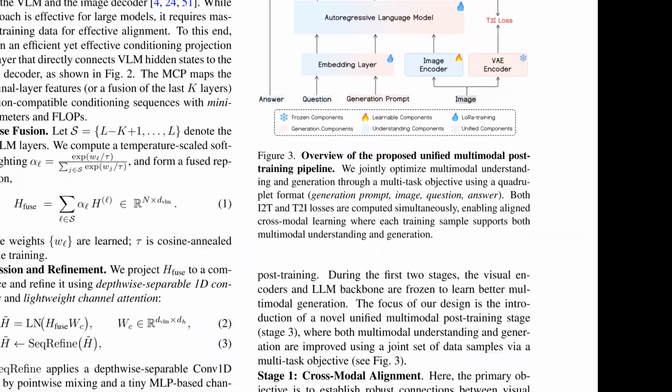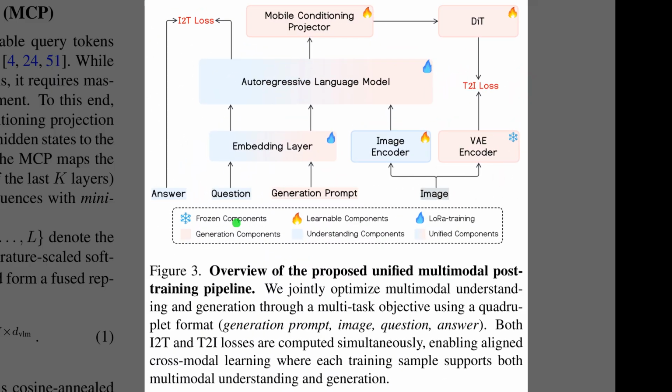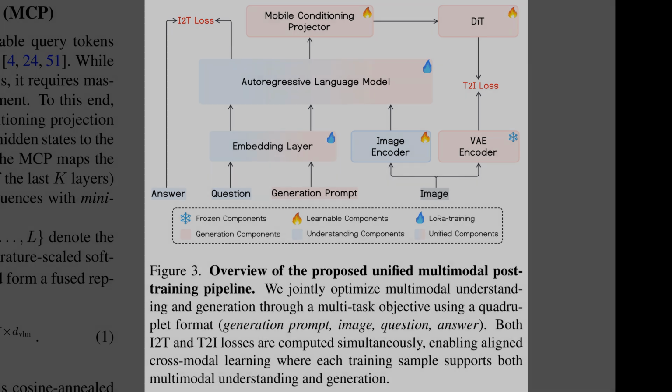Well, Figure 3 outlines the unified post-training pipeline. It introduces a unique quadruplet data format, using a generation prompt, an image, a question, and an answer all at once. On the left, the system processes the question and image to predict the answer, calculating an image-to-text loss. Simultaneously, on the right, it uses the prompt to drive the diffusion transformer for a text-to-image loss. By optimizing these objectives together, the model aligns its understanding and generation capabilities much more efficiently.